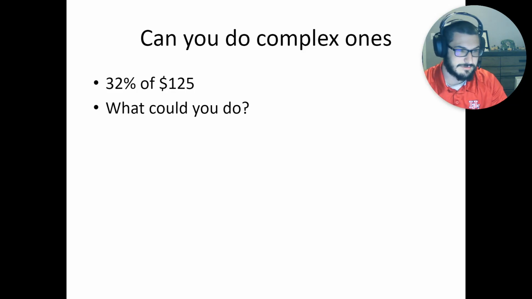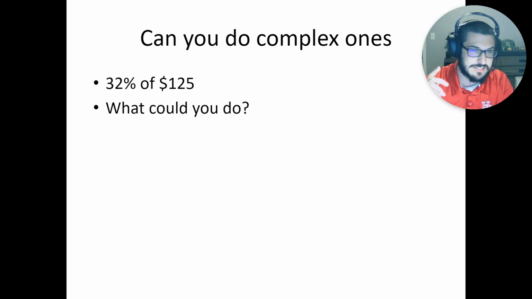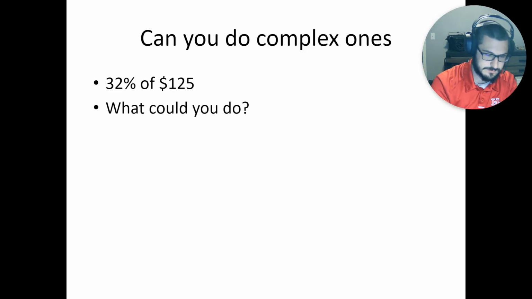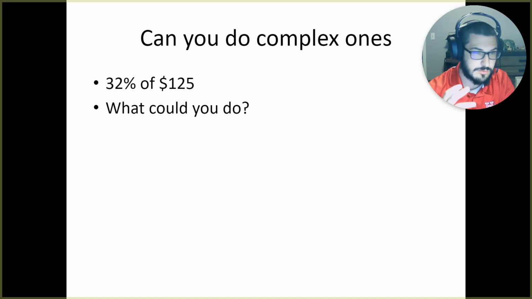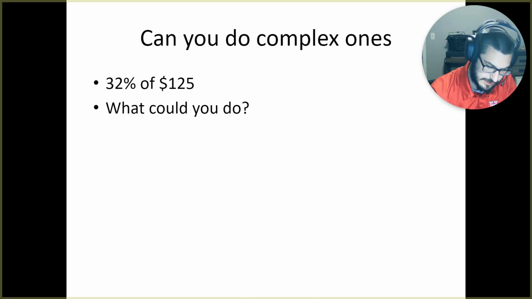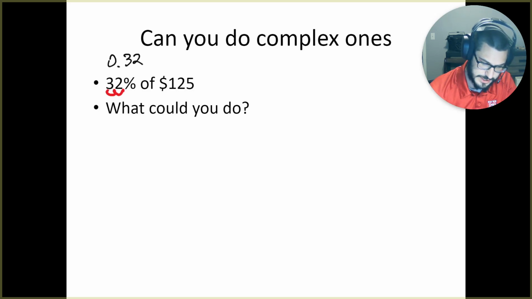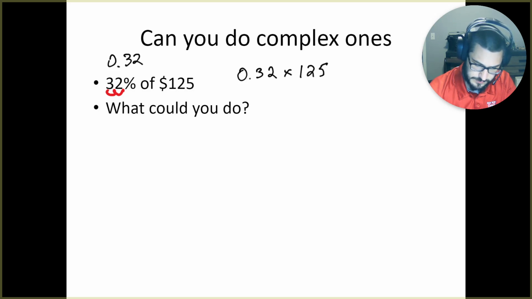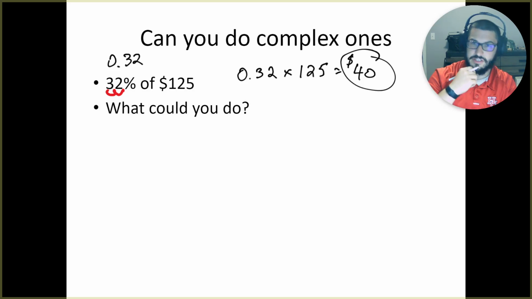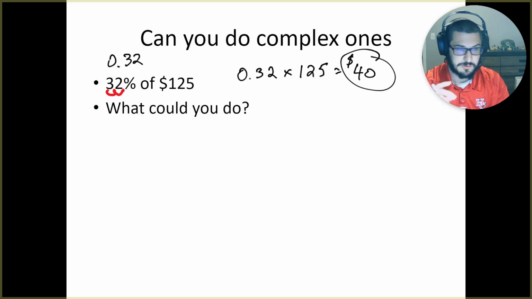So doing complex ones again follows the same strategy. Go ahead and pause the video and see if you can tackle this one. All right, welcome back. We've got 32%. Again, for me personally, I'm going to move the decimal. I'm going to have 0.32, and then I'll do that times 125, and that'll give me $40 as my answer here. Okay, again, a couple of different ways that I showed you in the past slide for you to do that. That's just one of the ways.